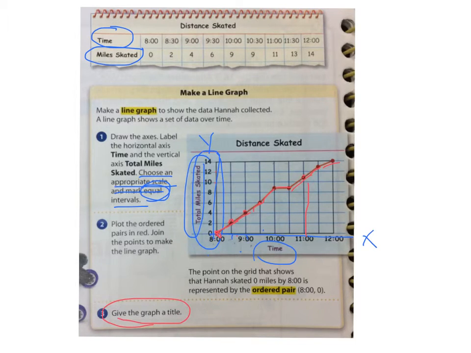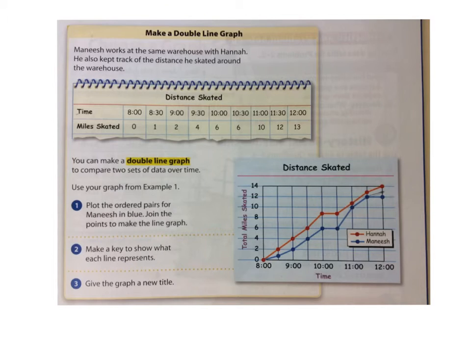What is the title of this graph? Distance skated. There's the graph title. Okay. Now, sometimes you can have a double line graph to show 2 different amounts of data. Okay, so let's look at this situation. It says Manish also works at the same warehouse as Hannah. Okay, he also kept track of the distance he skated around the warehouse.